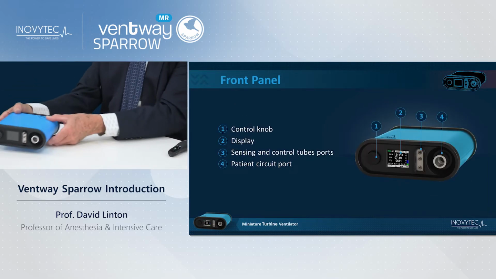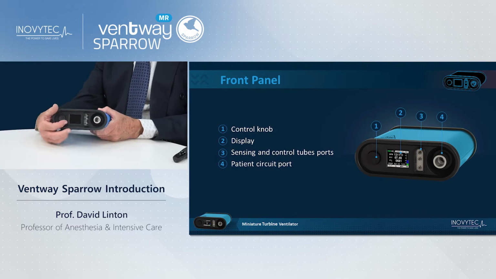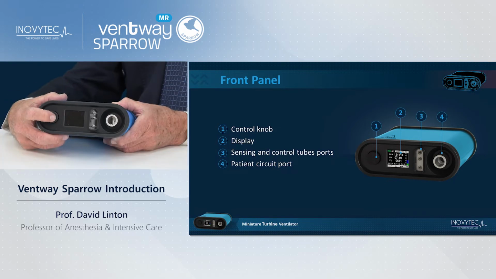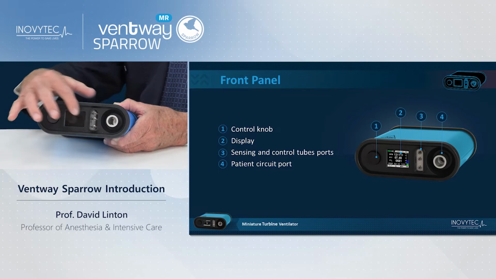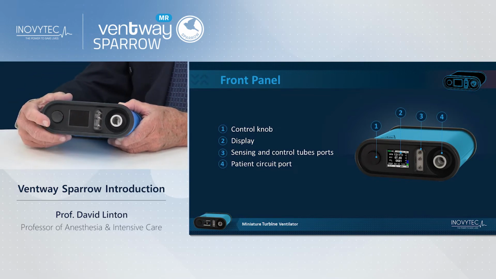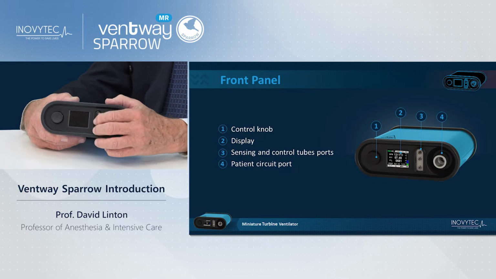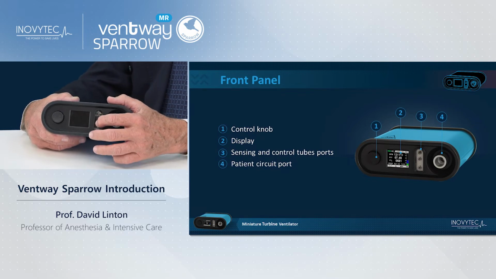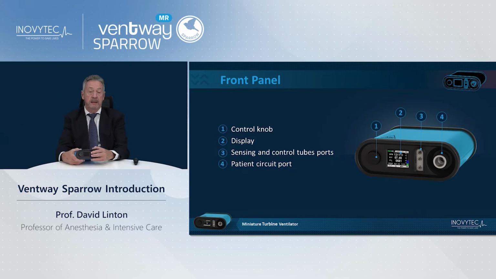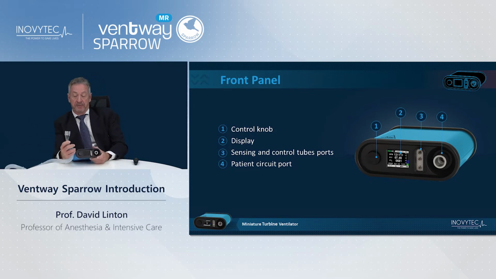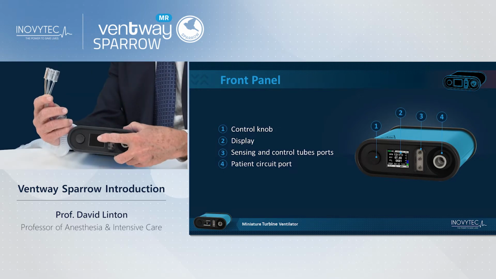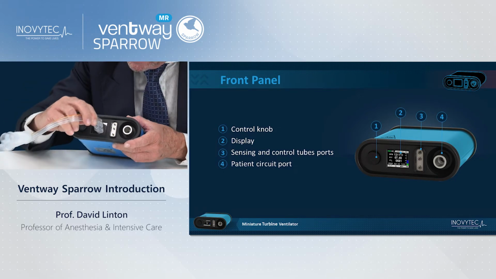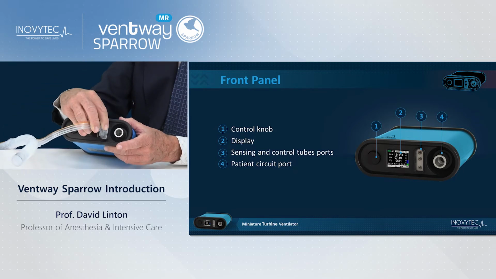The front panel of the ventilator has a control knob which you turn and click to enter the input. It has the graphic display, which I'll turn on shortly. It has a place for the circuit in the patient circuit port and for placing the sensing and control tubes. You will notice that this is designed extremely cleverly with a flat end and a round end at the top and a flat end. So there's no way this can be placed in any other way but the correct way.